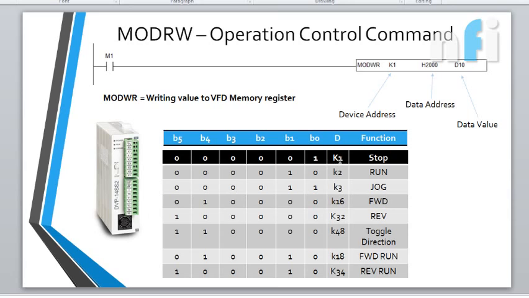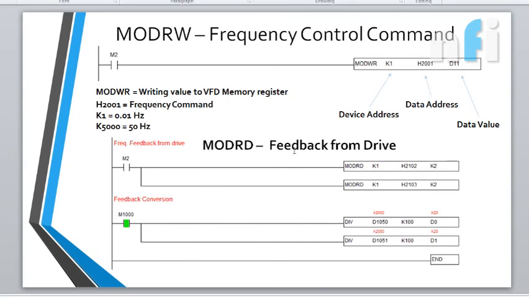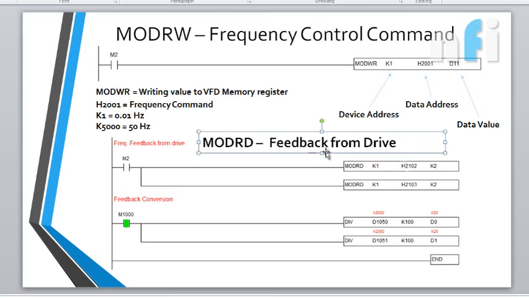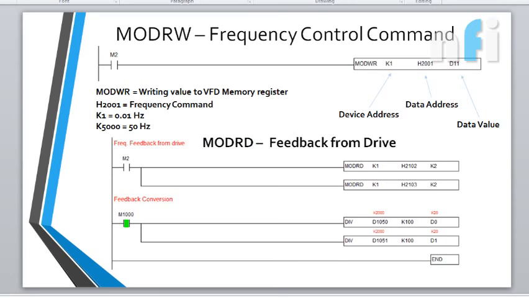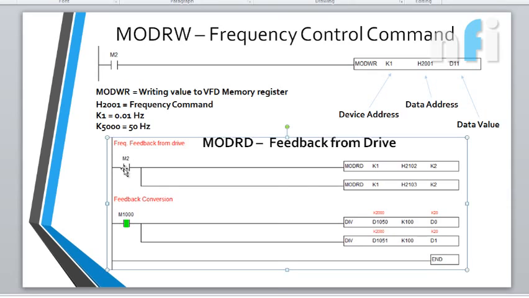So then we have how to take a feedback from the drive. If I'm saying it's Modbus, it's two-way communication. You can also read from the drive. For that, the command is mod read, MODRD, that stands for mod read. Now in mod read, I have to take M2 bit. Now it says mod read K1 H2120. Now H2120 is my command frequency.